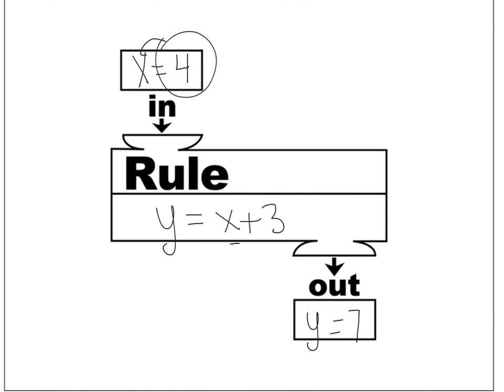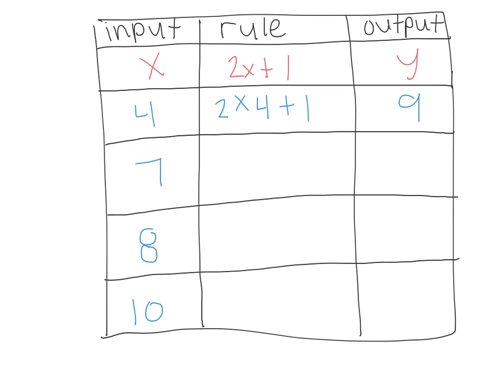Now that's an input-output table, or machine. We're going to put that into a table now. So here's our input. If we have x as our input, the rule is you take whatever x was, multiply it by 2, and add 1. And that gives you your output of y. So if we had 4 as our input, as x, we would do 2 times 4 plus 1. 2 times 4 is 8, plus 1 is 9.